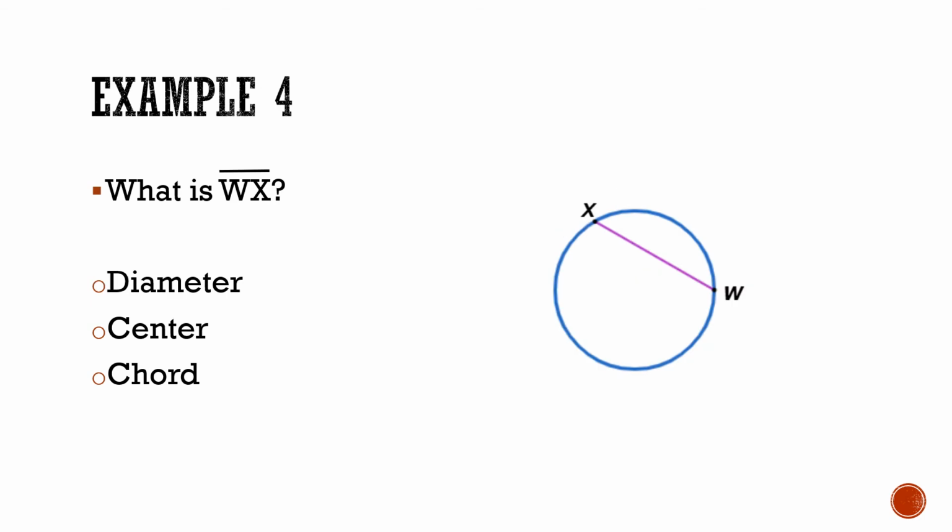Example 4 says, what is line WX? So we can see that WX is passing from one edge of the circle over to the other side. And this is often confused with diameter, but it is not the diameter because the diameter would have had to pass through the center. Well, the center of the circle is over here. So that line is not passing through the center. So if it's going from one edge to another edge of the circle without passing through the center, then it is a chord. If it had passed through the center, then we could have called it the diameter.